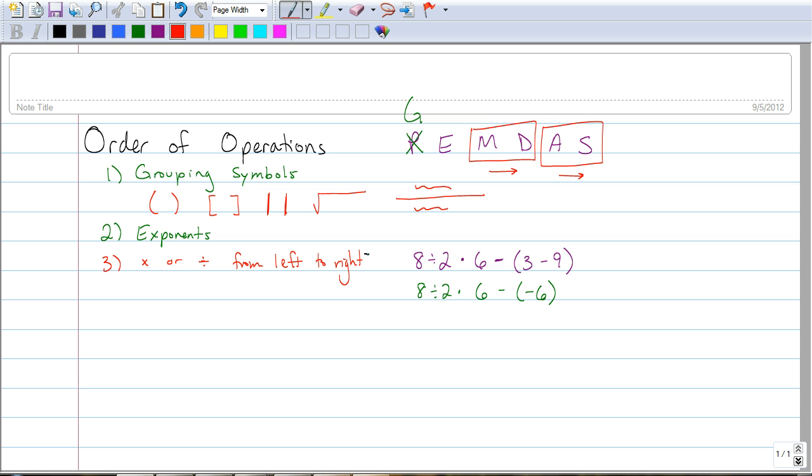So in this scenario, we would actually take the 8 divided by 2 next. 8 divided by 2 is 4. And then we would multiply the 4 times the 6, and 4 times 6 is 24. And the last step in our order of operations is to add or subtract from left to right. So for this one, minus negative 6 we know is the same as plus 6. And so as a result, 24 plus 6 would end up giving us 30 as our answer.